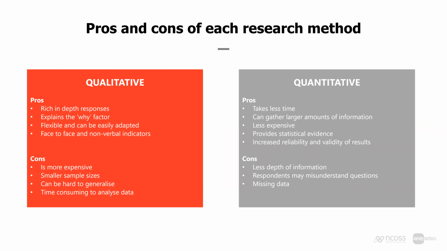The advantage of quantitative research, on the other hand, is that it generally takes less time. You can gather larger amounts of information and it's much more cost-effective. Quantitative research can also be used to provide that statistical evidence, and given adequate sample size, the findings can be generalised to the wider population.